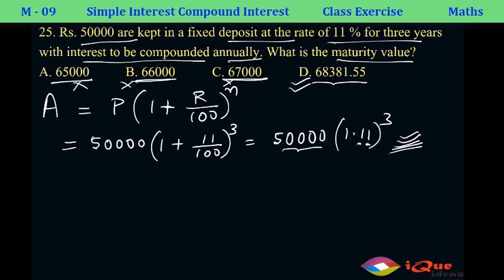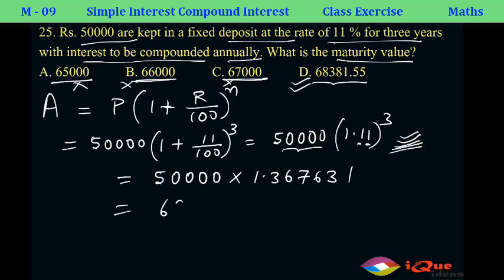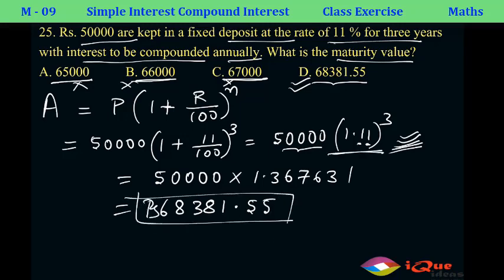Okay. Now let's look at the complete value of 1.11 whole cube, which is equal to, so let's write it as 50,000 into 1.367631. Alright. So if you multiply by 50,000, it will give us 68,381.55 rupees. So obviously it is going to take a lot of time, right? This calculation is not directly easy. If it was square, it was at least slightly easier, but here it is cube, so it would take a lot of time, right? So you would have definitely used options after this step. Okay. So the answer is D option.